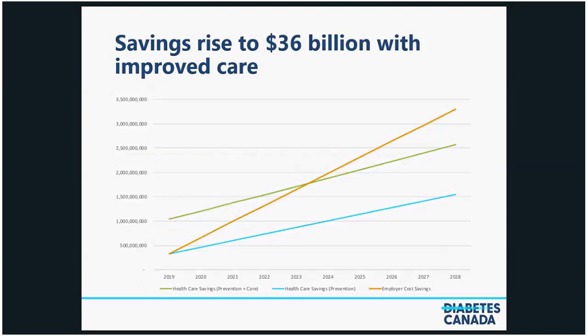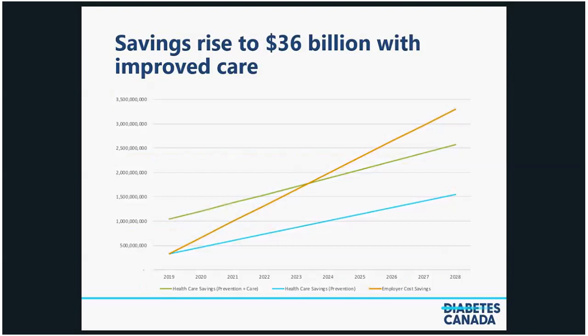If you then improve the care that people with diabetes are provided and avoid those hospitalizations and those amputations I mentioned a minute ago, those savings grow to that green line, and that's significantly higher. So it's about $18 billion in savings to the healthcare system over 10 years.